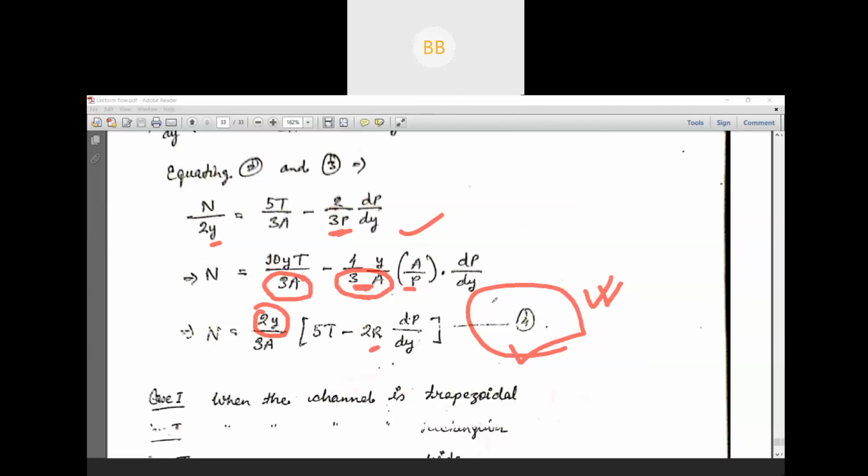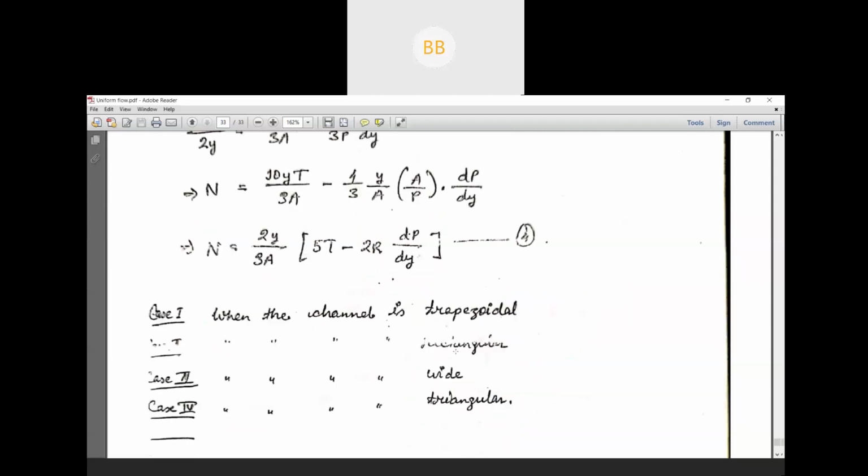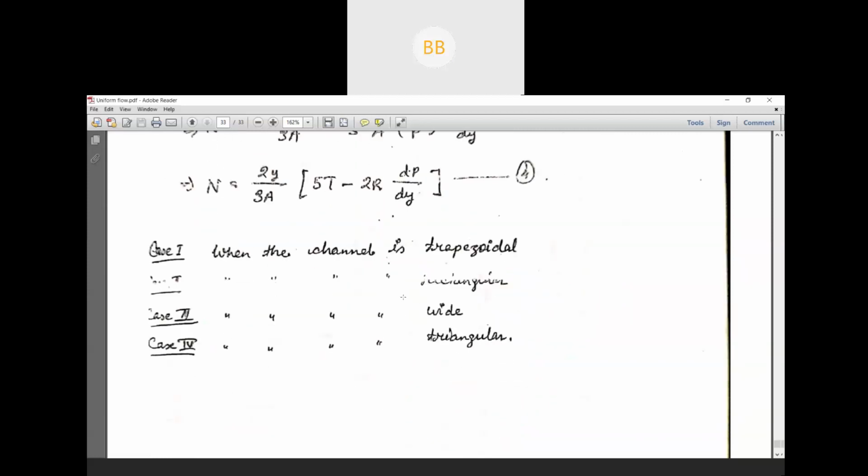Okay, so this is the general expression. Then we can use it if the channel is trapezoidal, and find out what the n value will be when the channel is trapezoidal. Then rectangular, and so on. Depending on the shape of the channel, this n value will vary.